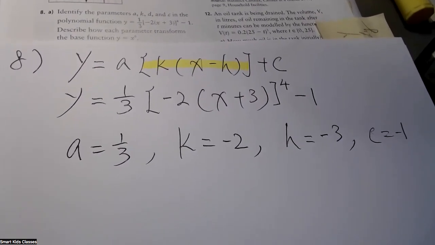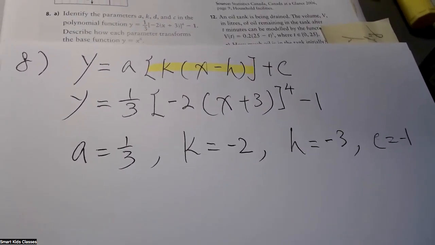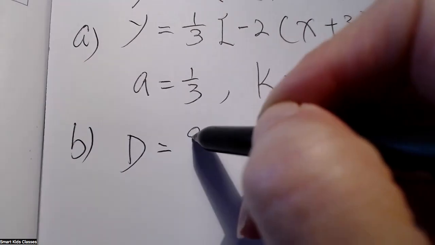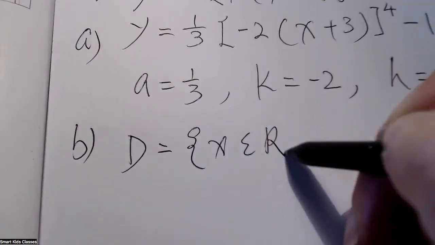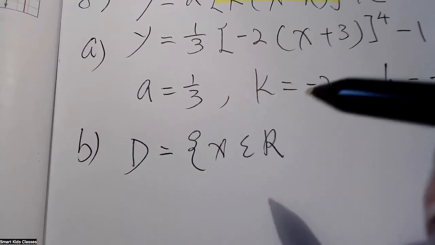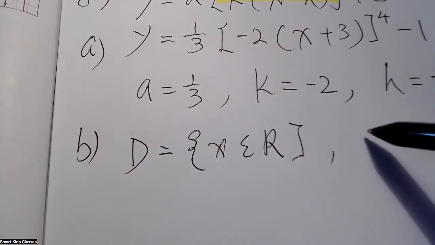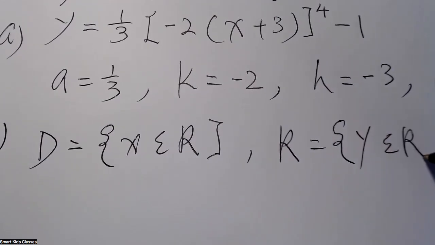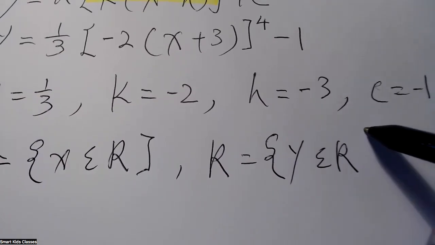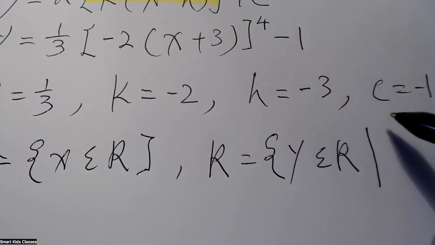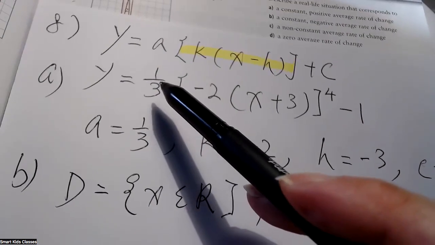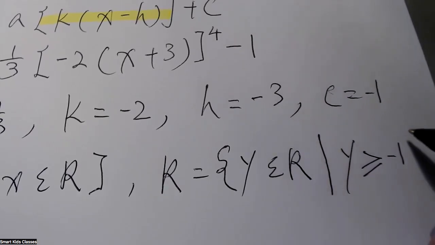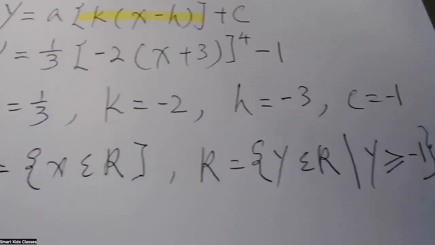So we finish part A. Now let's do B. Now we're going to write the domain. X is an element of real numbers. And then we write the range. Y is an element of real numbers, and we're going to write a condition. Since this is a positive function, Y is going to be larger than or equal to -1. We're going to write the C value here.